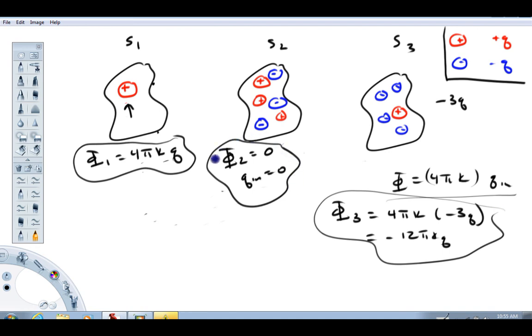So, most flux through surface 3 because it has the most net charge. Next most, surface 1, because it has the next most amount of charge, and then surface 2 does not have a net flux at all. So this is just meant to be a quick example of Gauss's law and one way to apply it, and I'm going to start some more mathematical examples next.